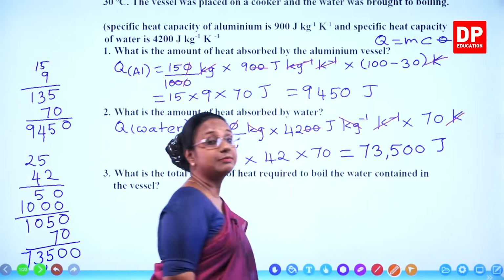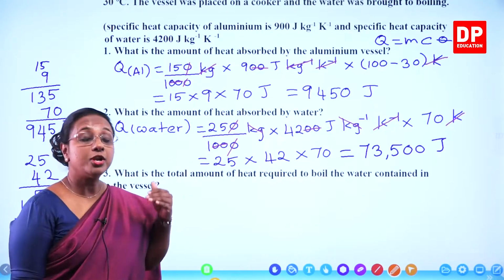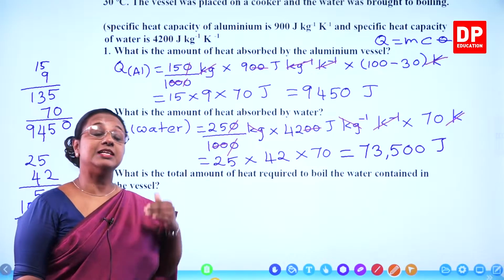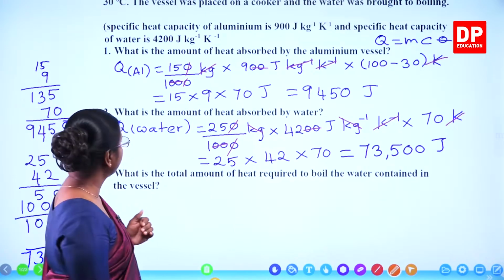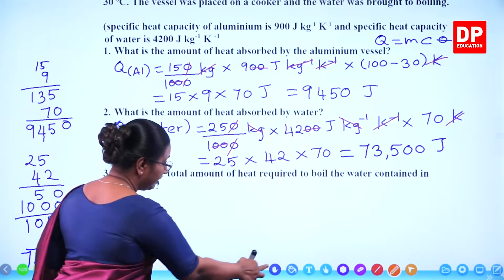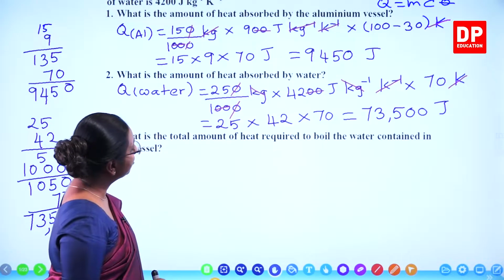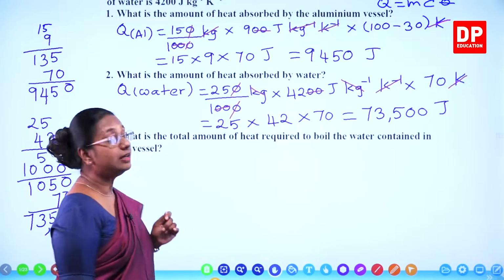So that is the amount of heat that is absorbed by water in order to increase the temperature from 30 degrees Celsius up to 100 degrees Celsius. That is the boiling point of water. So then we have the third question. What is the total amount of heat required to boil the water contained in the vessel?